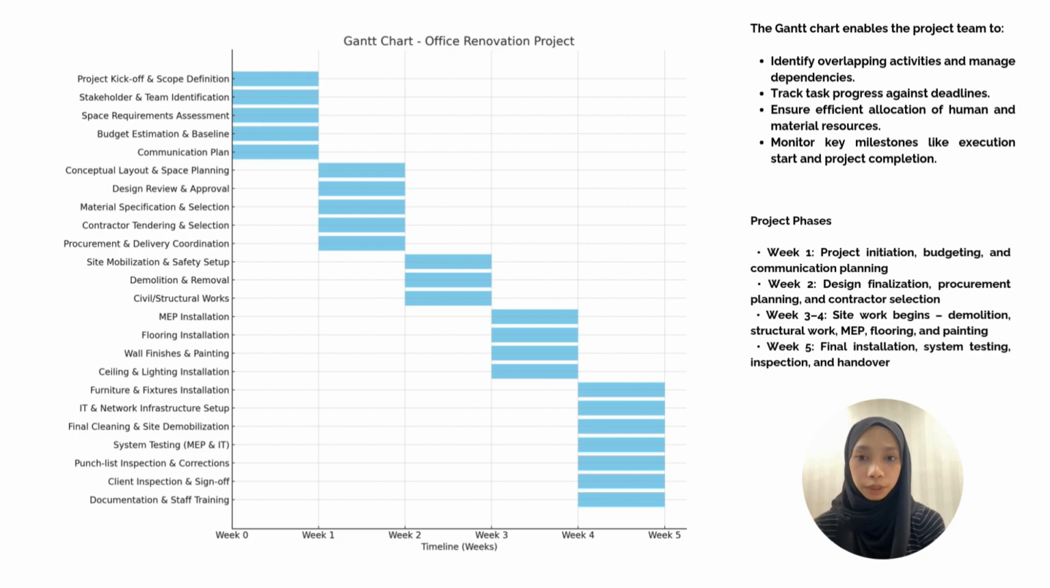The project phase for the first week is project initiation, budgeting, and communication planning. The second week is design finalization, procurement planning, and contractor selection. For the third and fourth weeks, site work begins: demolition, structure work, MEP, flooring, and painting. For the last week, which is week 5, the final installation, system testing, inspection, and handover.